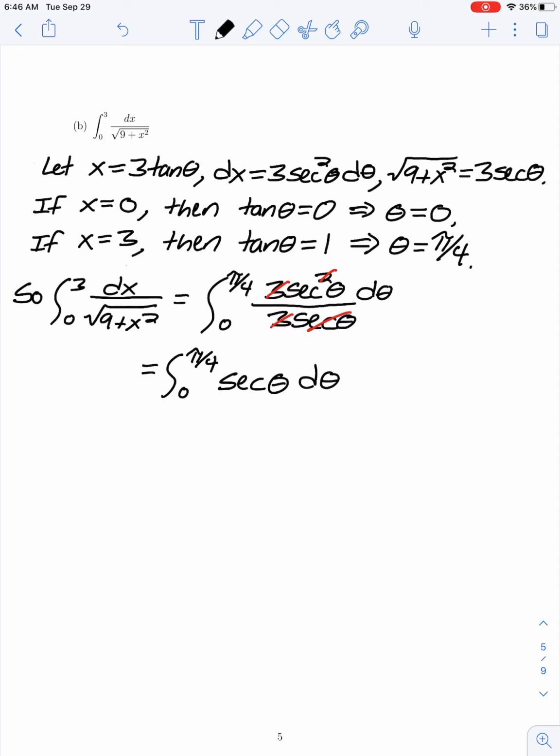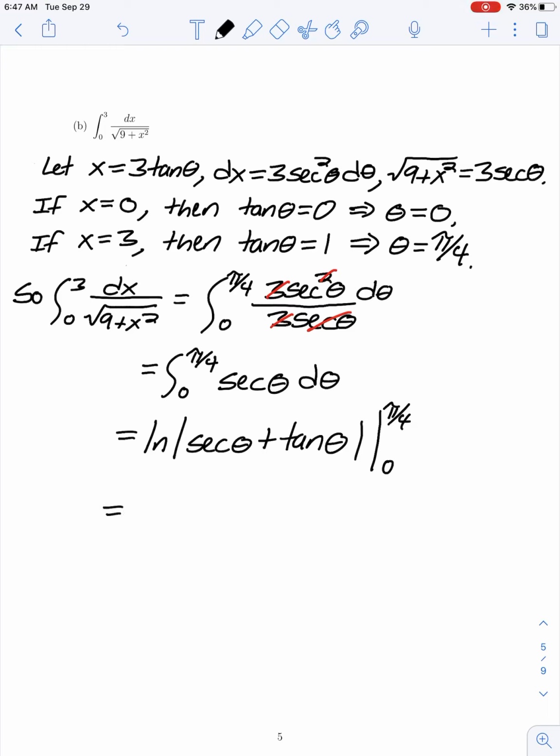So thinking back to our section 1.5 material on integration by substitution, well, we derived a formula for the antiderivative of secant theta, which was the natural log of the absolute value of secant theta plus tangent theta. And this is a definite integral, so we're going to take that antiderivative and evaluate from 0 to pi over 4. Now these values, 0 and pi over 4, are theta values, not x values, so I don't want to go back to an answer in terms of x here. I want to plug in these values for theta directly.